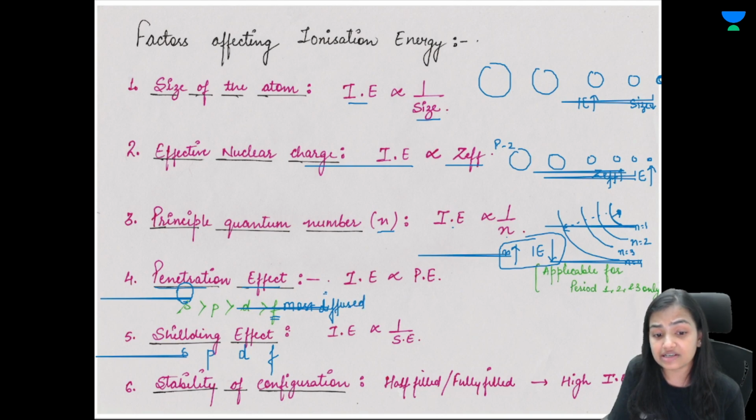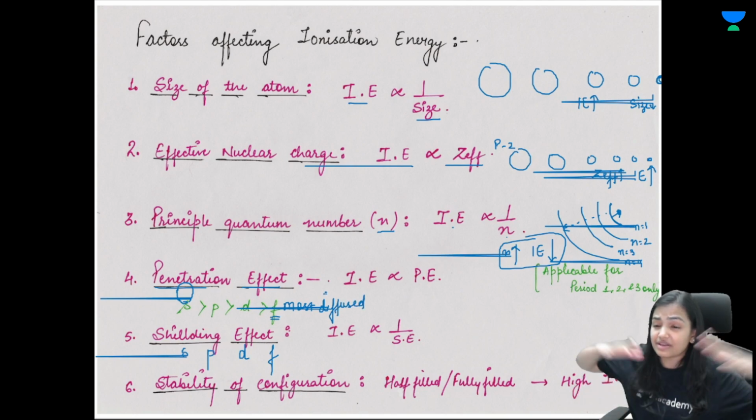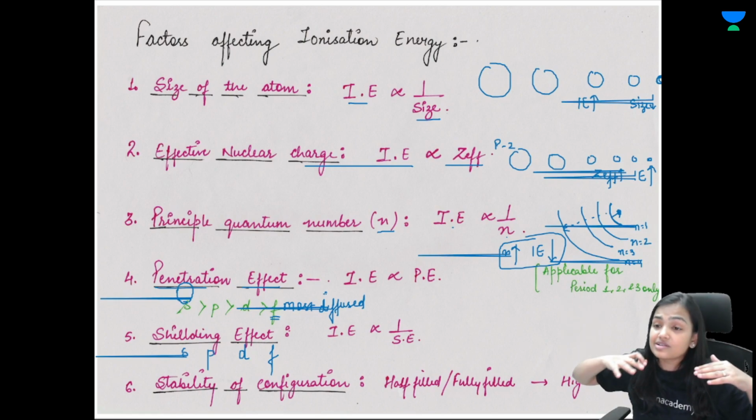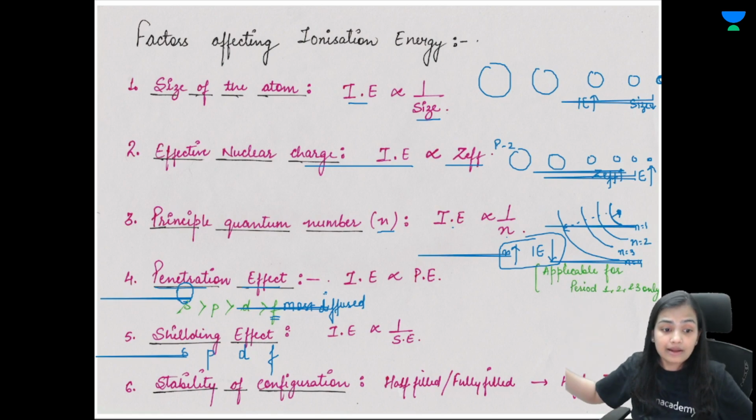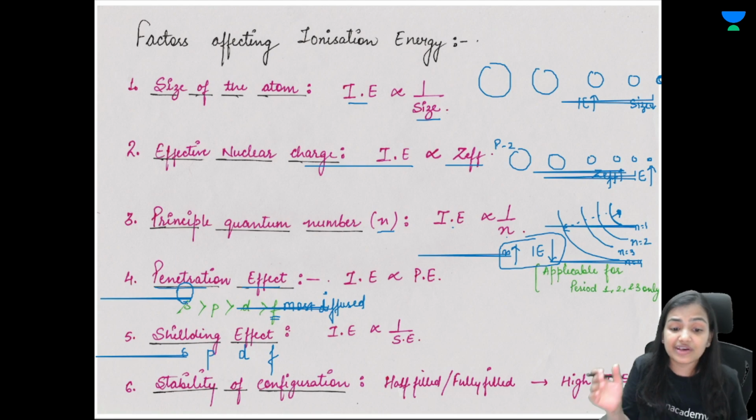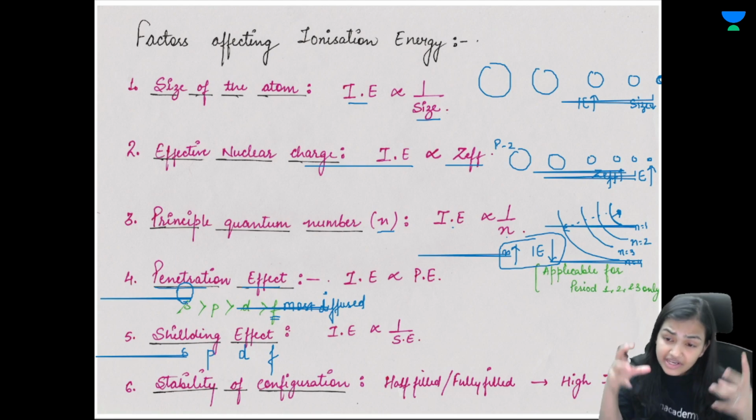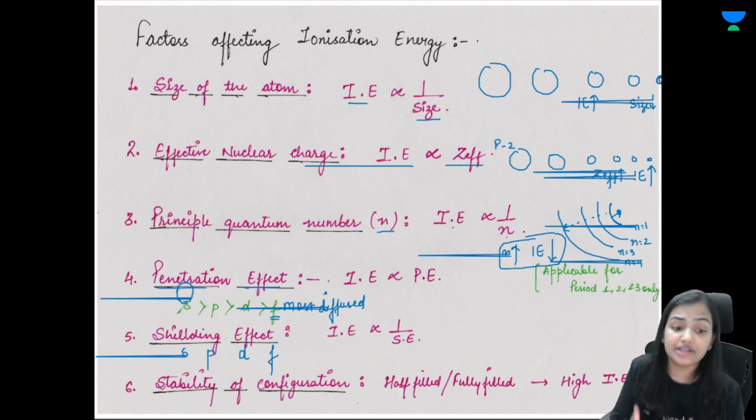It's very, very large in size, and this orbital is very much diffused, so it goes away from the nucleus. The S orbital is spherical and very small in size. This has the highest penetration effect, and it goes more close to the nucleus.